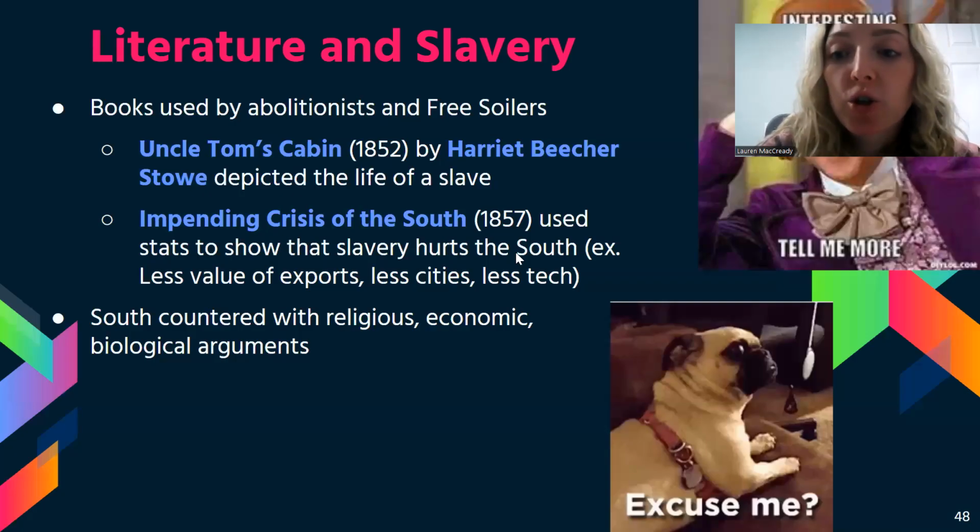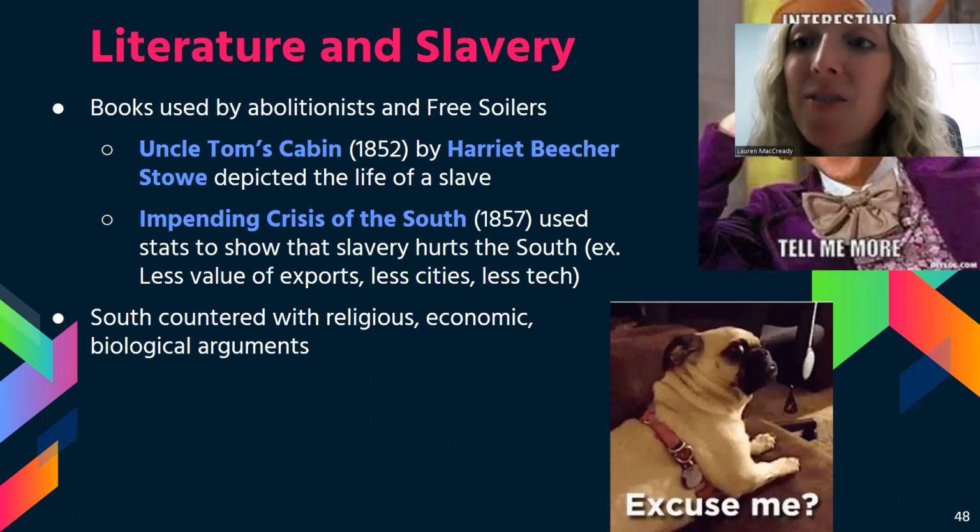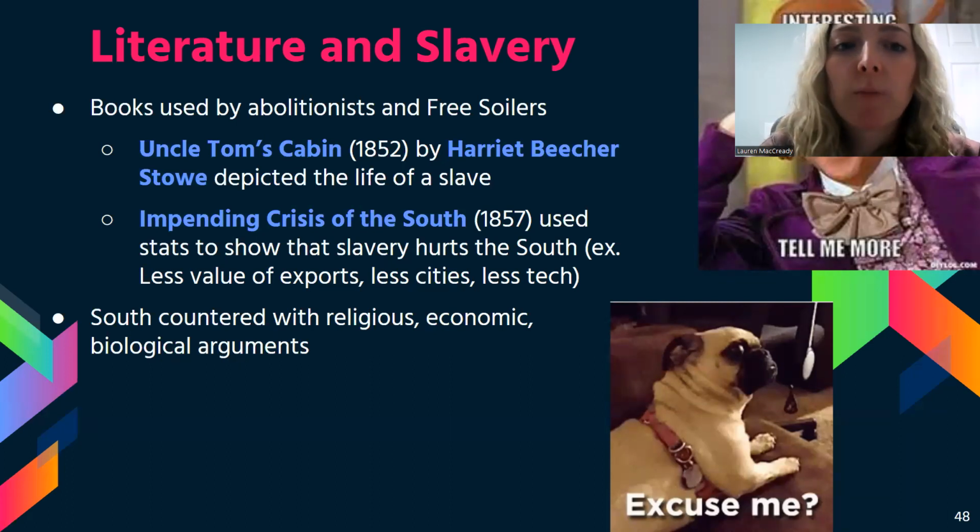Now, there's some major literature on the road to the Civil War. The two big books are Uncle Tom's Cabin by Harriet Beecher Stowe. That one is a big one. That is a golden term. The Impending Crisis of the South is like a secondary one, but you need to know Uncle Tom's Cabin. So Uncle Tom's Cabin by Harriet Beecher Stowe depicts the life of a slave.